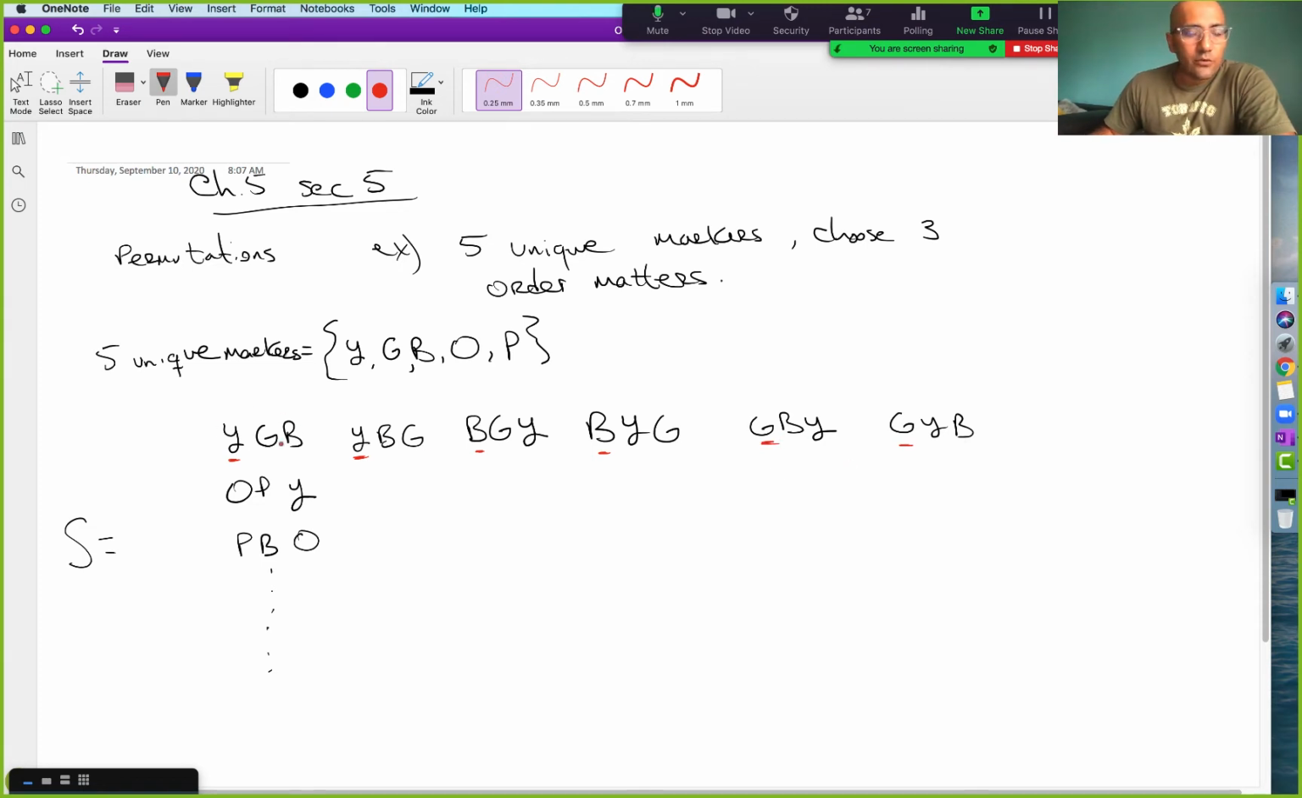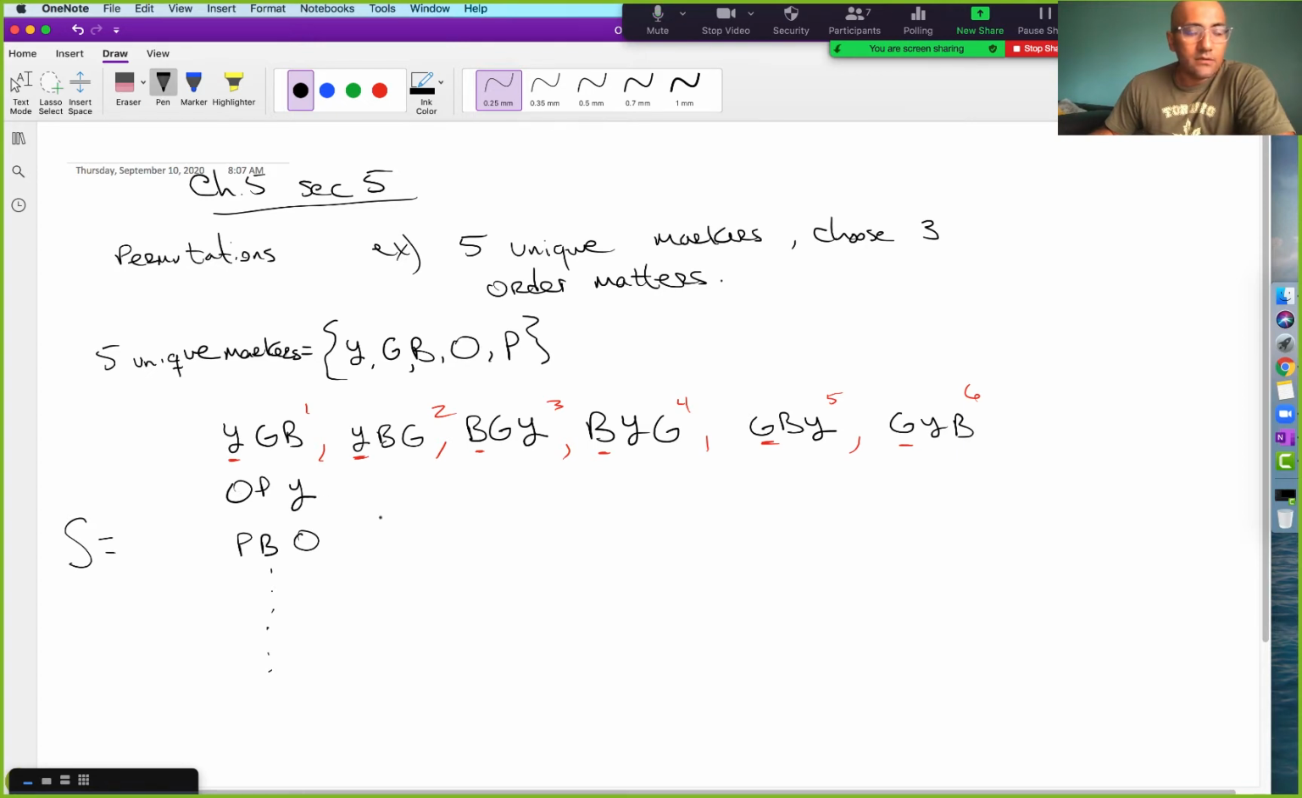Okay, so once I've chosen these three colors in particular, the yellow, the green, and the blue, there are in fact 1, 2, 3, 4, 5, 6 different ways that we can move around these three colors, right? In the case of permutations, these are all unique cases. Good.